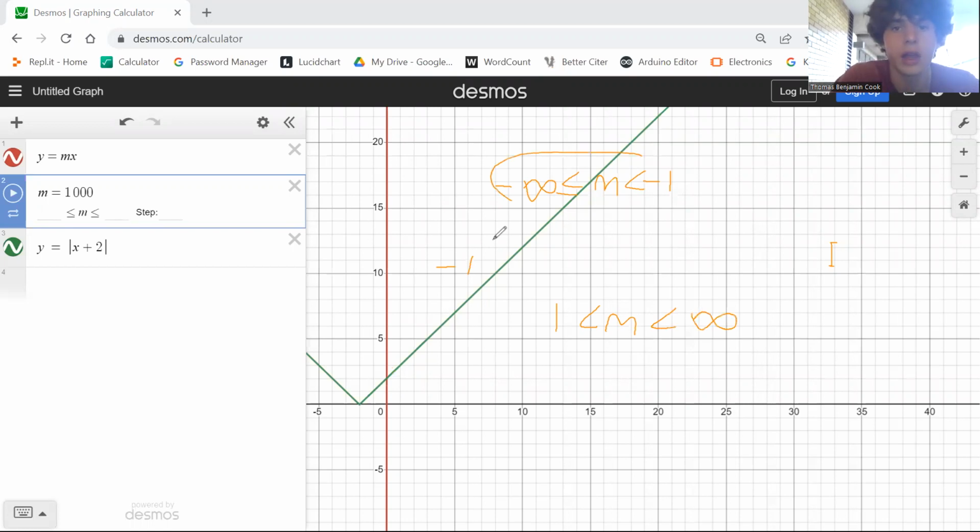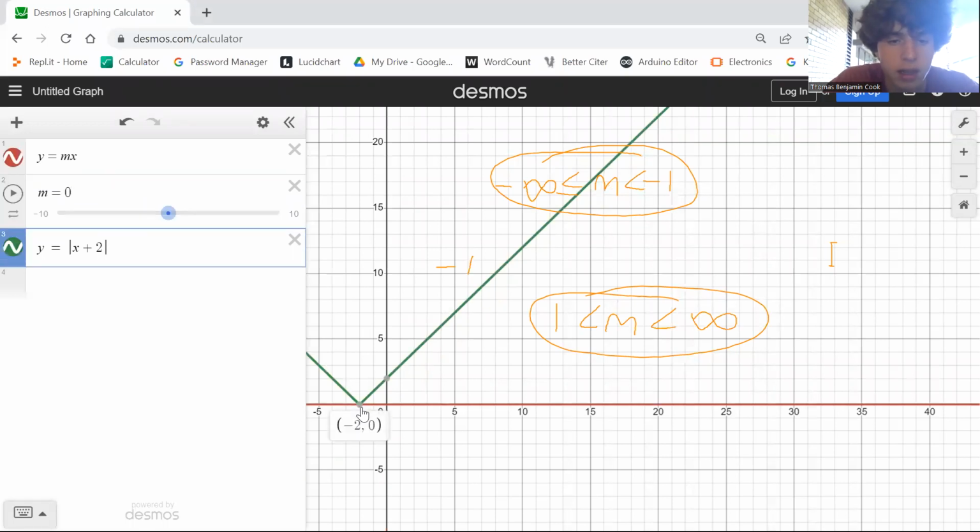So these are two answers for m. Now, there's one last answer, which is when m equals 0. When m equals 0, the line is flat, and we intersect this absolute value function just once. So that satisfies the criteria as well. Just to be clear, the criteria that we want is for the red line to intersect the green line just once. And these are the ranges for m here that satisfy this.